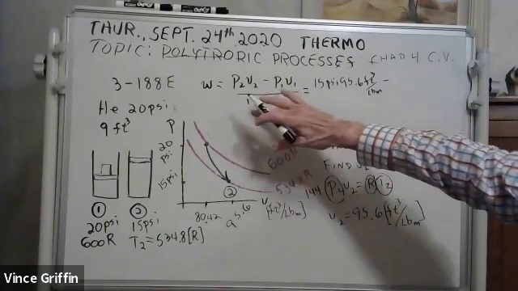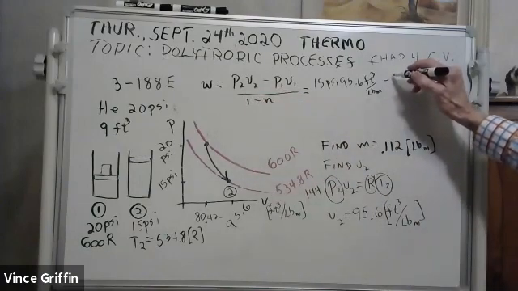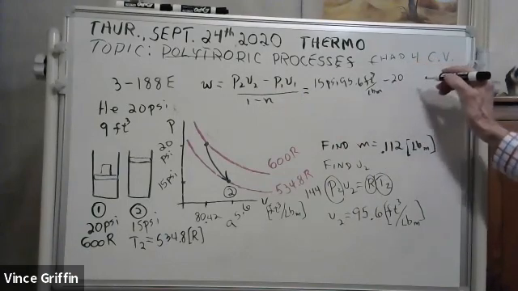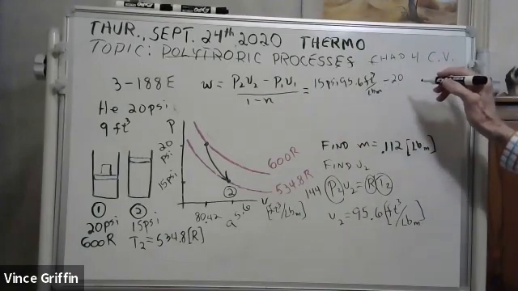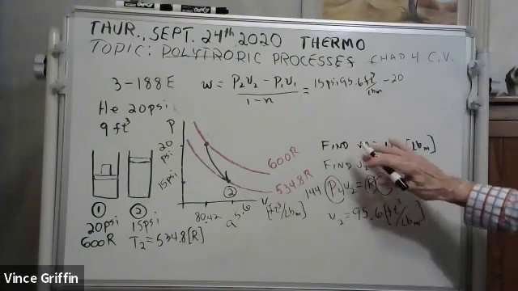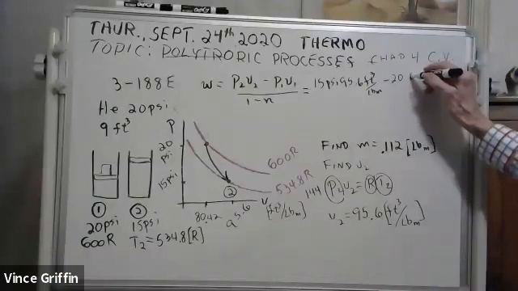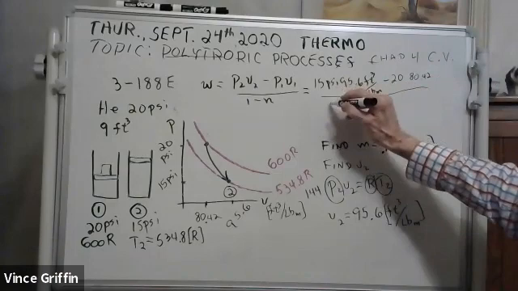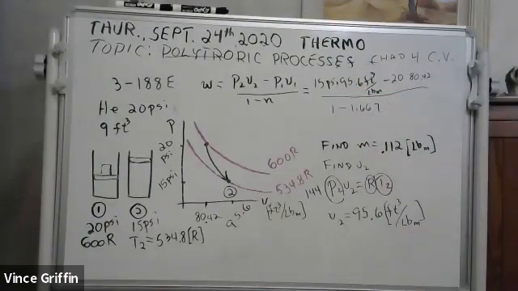Okay, thank you. Now let's see. We're going to subtract P1. What's P1? 15? No. It's 20. Subtract 20. I'm running out of room over here. And V1 is, we had it here someplace. Oh, there it is. It's 80.42. And then you divide by 1 minus 1.667. Now, be careful about the units.